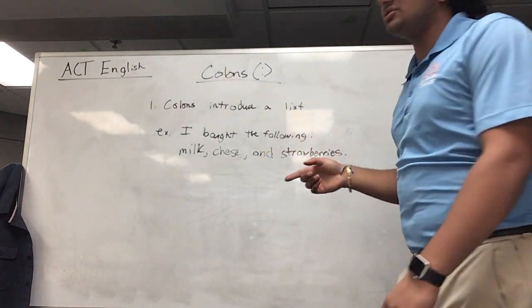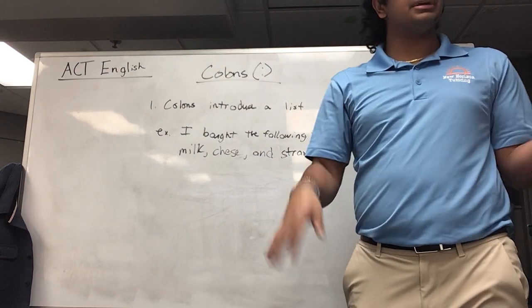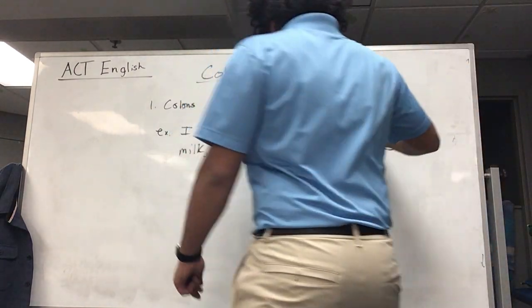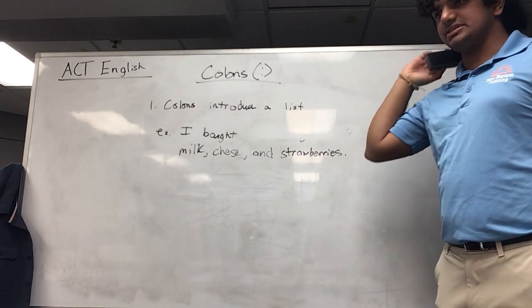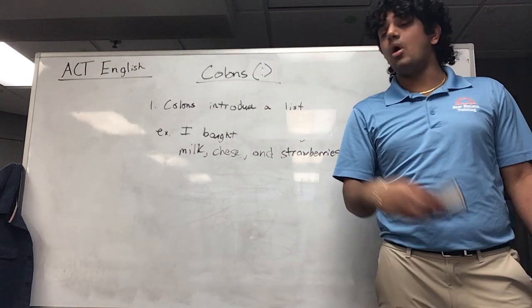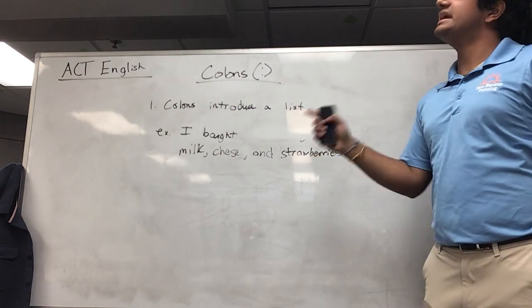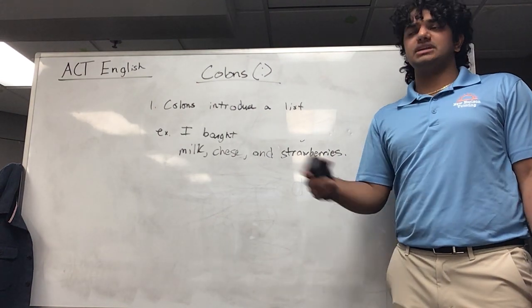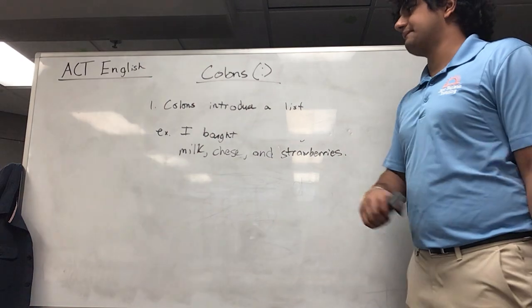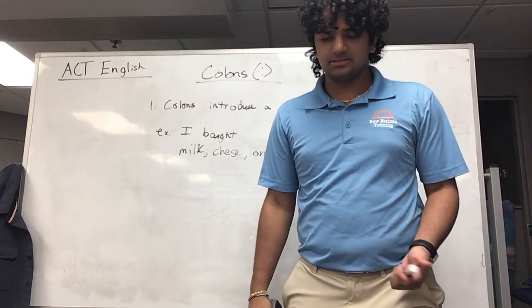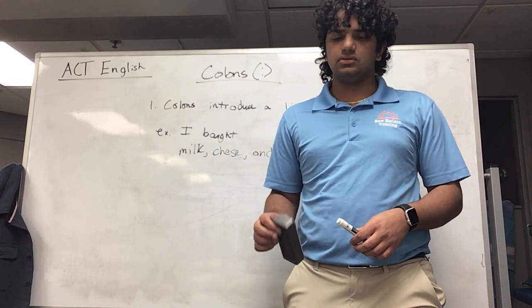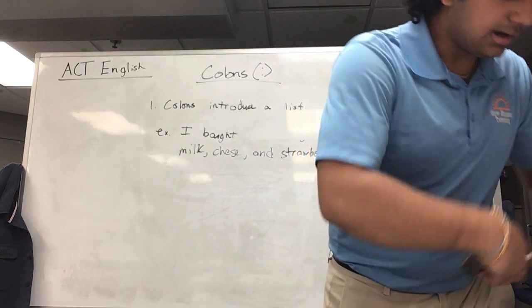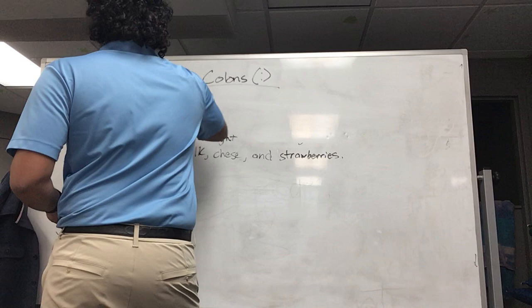Now there's a lot of times you can introduce the list without a colon, so don't think you have to use this every time. Like in this scenario, what if I just did this? I bought milk, cheese, and strawberries. It's perfectly fine by itself. You don't always have to use a colon. But a colon is a way to introduce a list. Does that make sense? Online, does that make sense? Cool. Good.